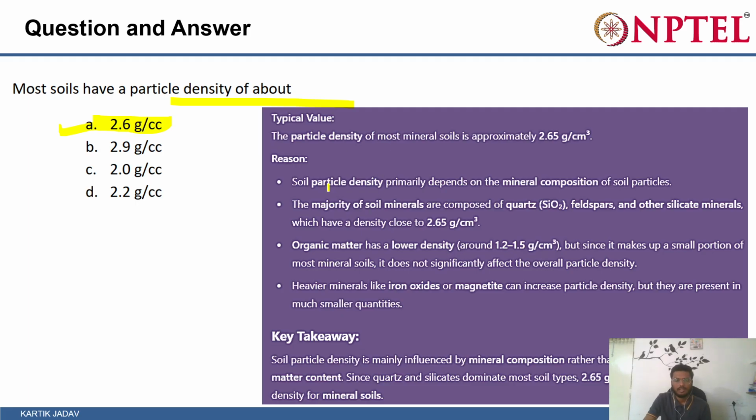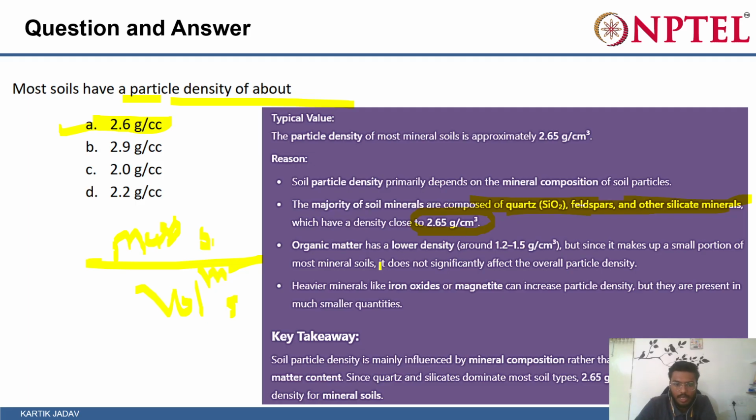Particle density is around 2.65 because we know that soil particle density primarily depends on mineral composition of particles. And density, you know, is generally mass by volume, right? So here, in case of particle density, it is mass of solids divided by volume of solids. The majority of soil minerals are composed of quartz, feldspar, and other silicate minerals, which have density close to 2.65 gram per cc.